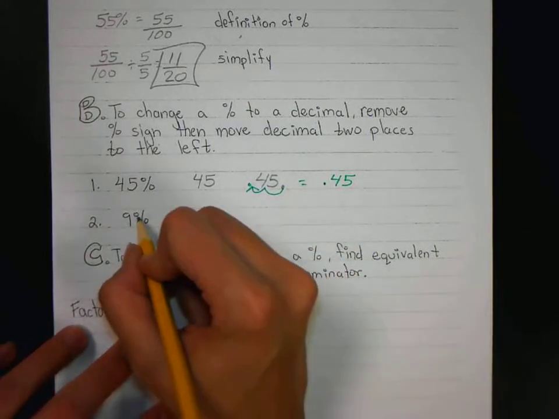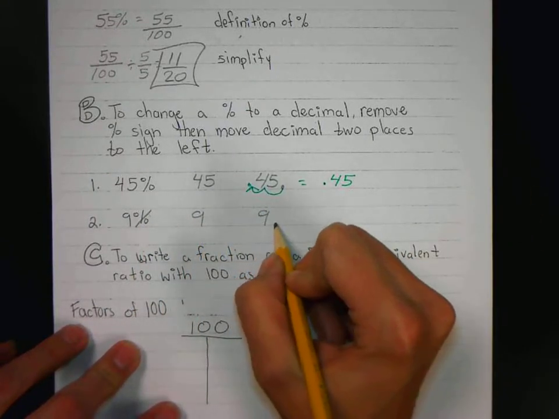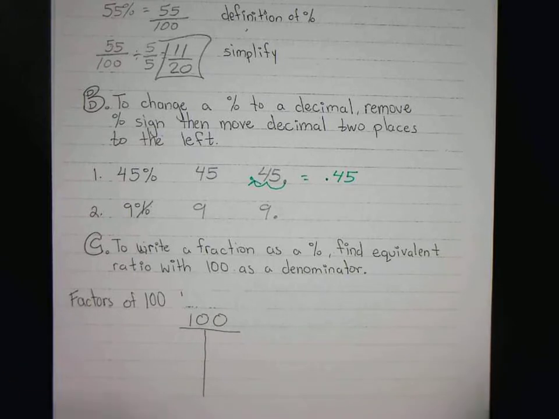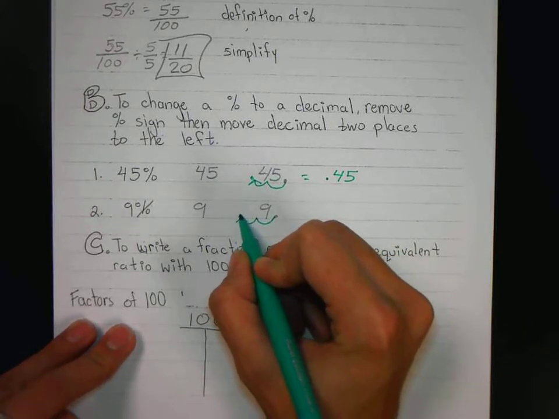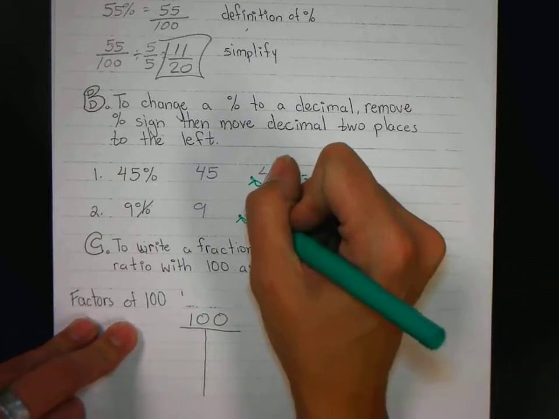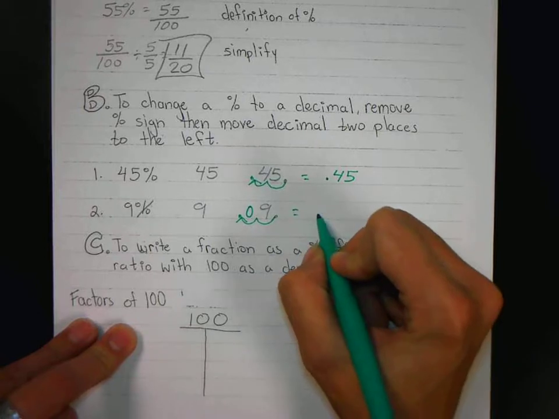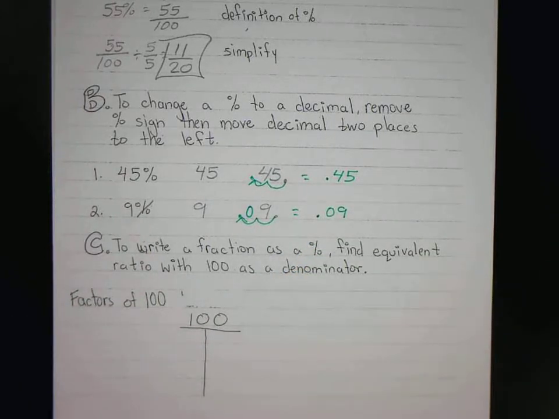Let's take 9%. First, we get rid of the percent sign, so we're left with 9. Then we take that decimal behind the 9 and move it 2 places to the left: 1, 2. Now I have a space here, and the only number I can put as a placeholder is 0. So I'm left with 0.09 as my decimal. Easy. Changing a percent to a decimal is the easiest one.